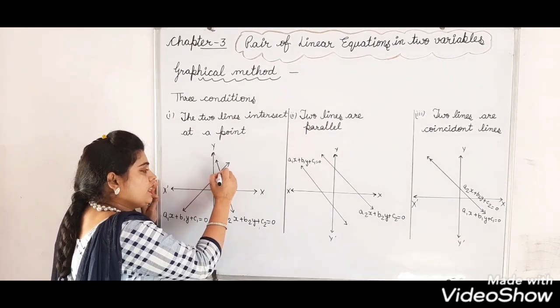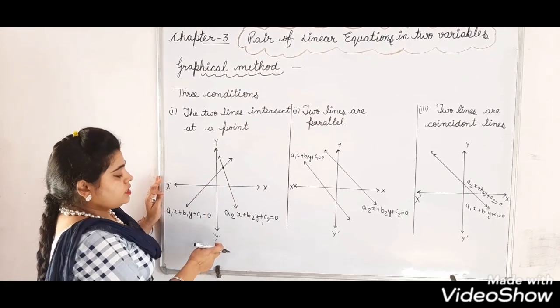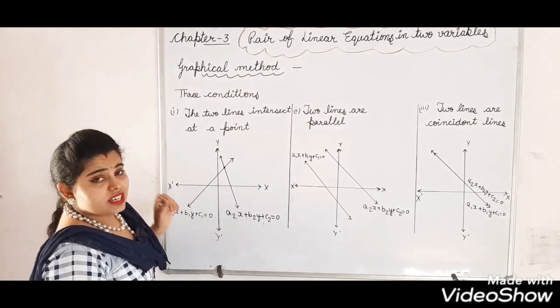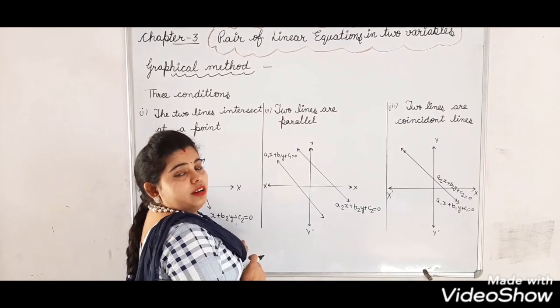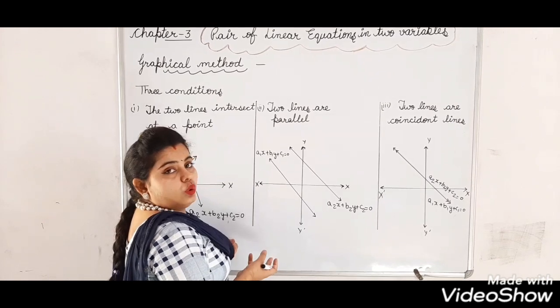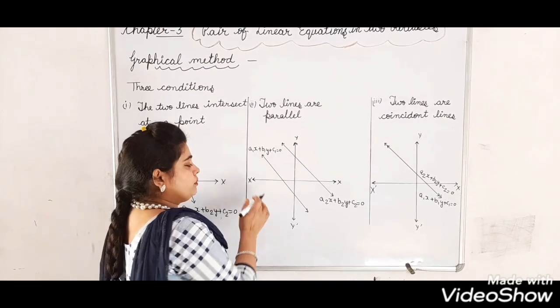and they are intersecting at one point. This is our first condition. In the second condition, when two lines are parallel. Parallel means the lines which do not intersect at any point.